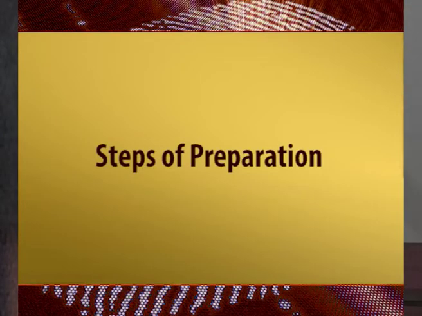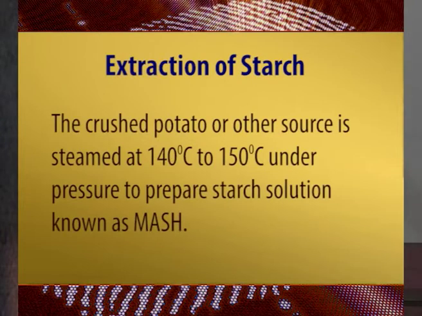What is starch? Starch is a carbohydrate and is an important source of ethanol. Generally, potato, rice, maize or barley are used as a source of starch. Use of potato for starch is very common. So what are the preparation steps? Extraction of starch. The crushed potato or other source of starch is steamed at 140 to 150 degrees centigrade under pressure to prepare a starch solution known as mash.